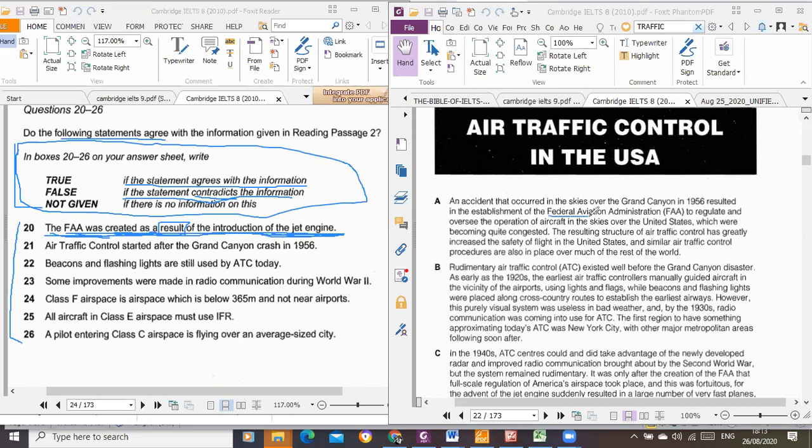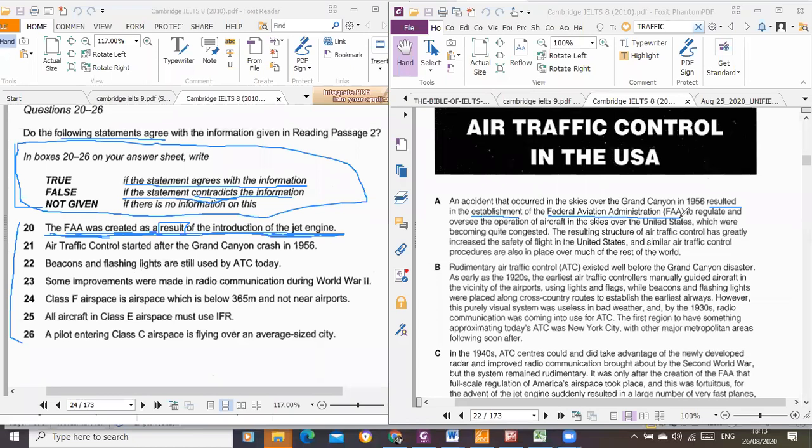We can find it in paragraph A. So, an accident that occurred in the skies over the Grand Canyon in 1956 resulted in the establishment, can you see, they were so generous to put the same word, okay, but then at times that can distract, it can just be a trap. In the establishment, you can see, the creation of the FAA.